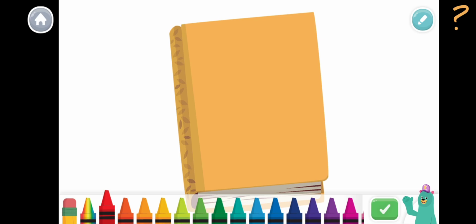Now you try being an illustrator. Draw the 3 little pigs on the cover. Tap the green button next to me when you're done.